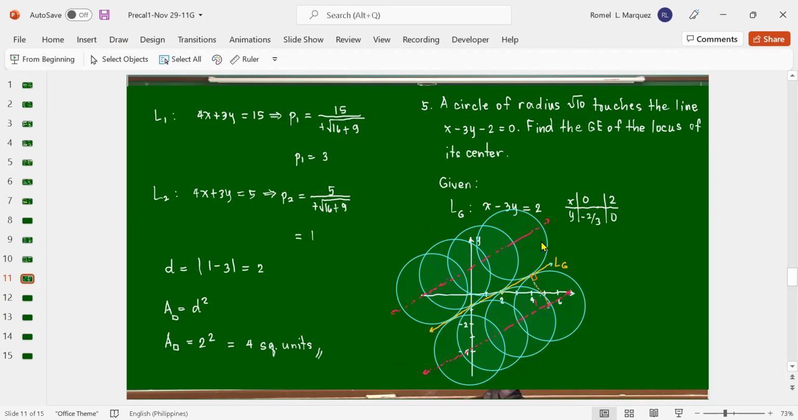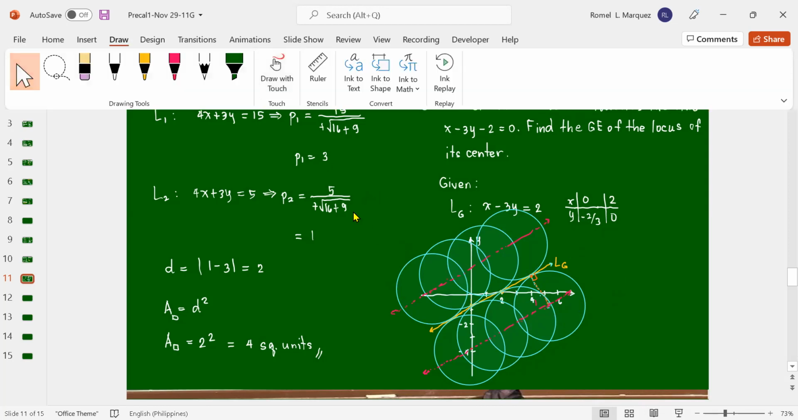Okay. So how do we find the equations of these red lines? Actually, the problem is just like before. Find the equation of the line at a distance of square root of 10 from the given line. Okay? You can also use the distance formula, I mean directed distance, if you want. So let's have the first method. First solution.